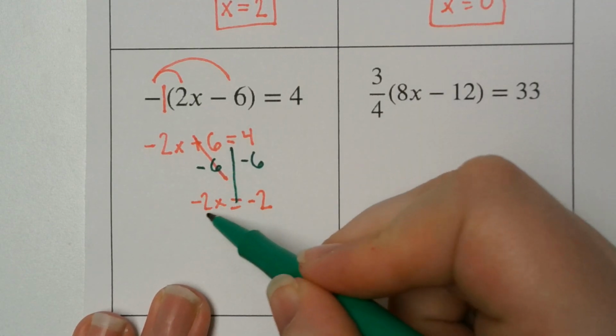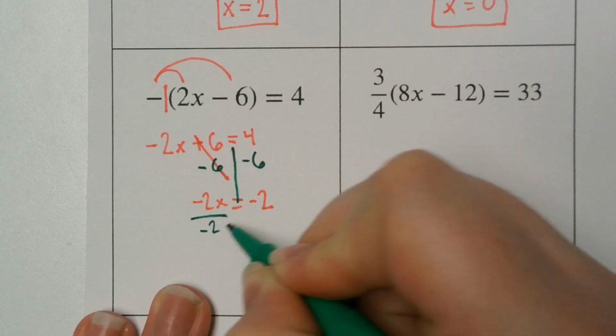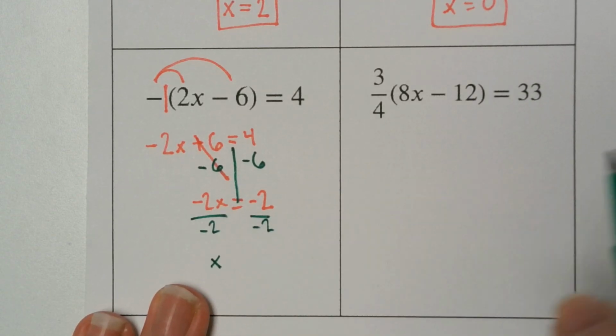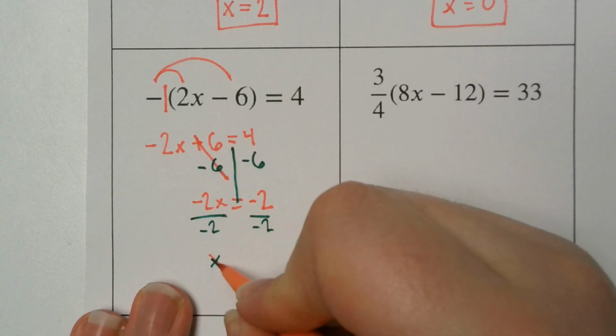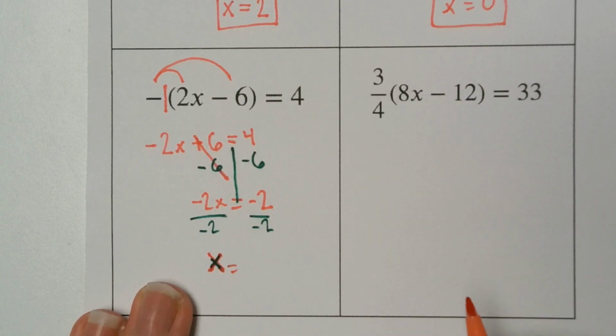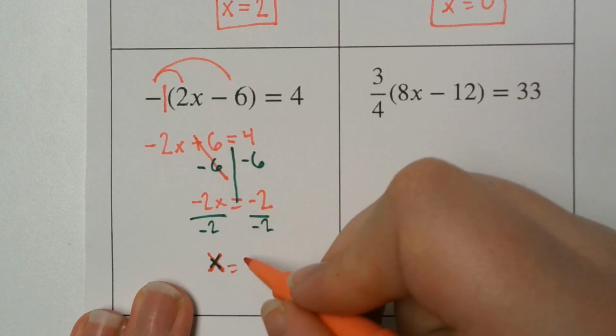Now, how do we get rid of the negative 2 that's in front of x? Divide. So we are left with just x, because negative 2 divided by negative 2 is 1, equals, I just said it, negative 2 divided by negative 2 is 1.